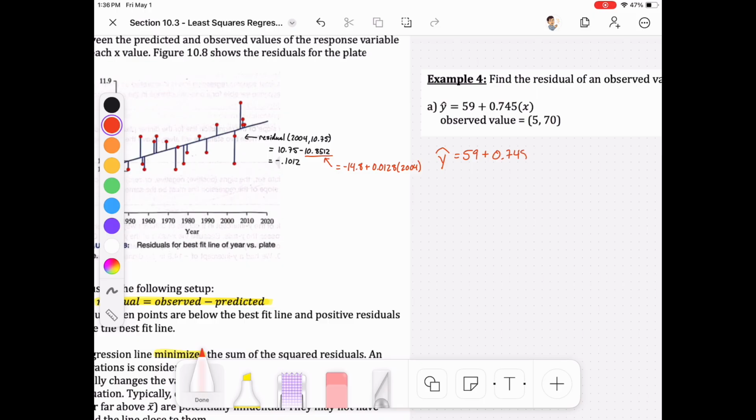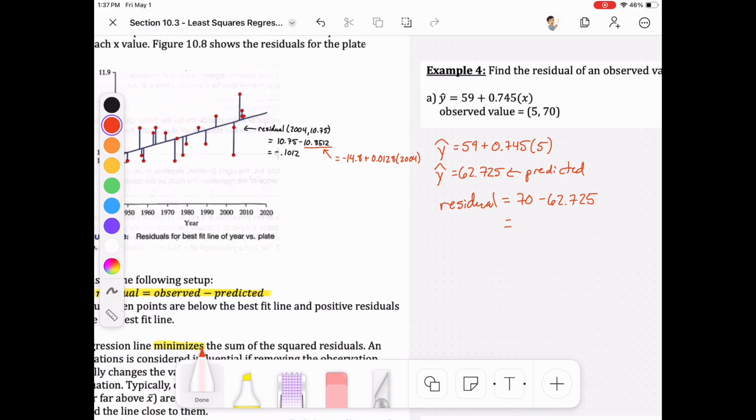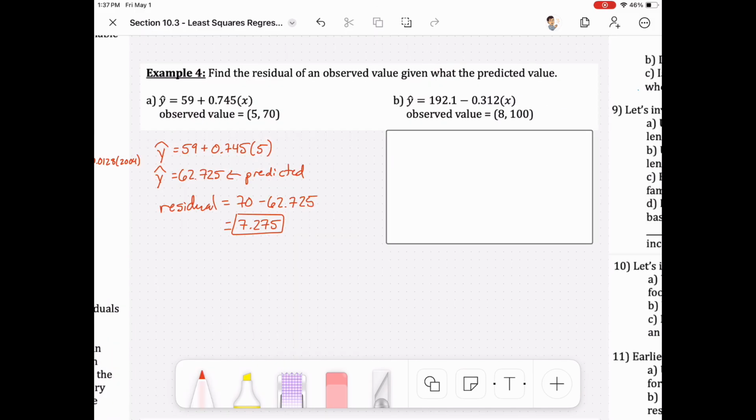And so for example 4, you're given an observed value, so 70 is observed when x is 5. I would like to know what my predicted value is, so I need to plug in 5 just like we did for the previous example. Plugging in 5 gets me the value of 62.7245. And so in order to find my residual, I will take what I observed minus what I predicted to get the difference between the two, so 7.275. So take a moment, stop the video, and try letter B when your observed value is 8, 100, for the given regression line.